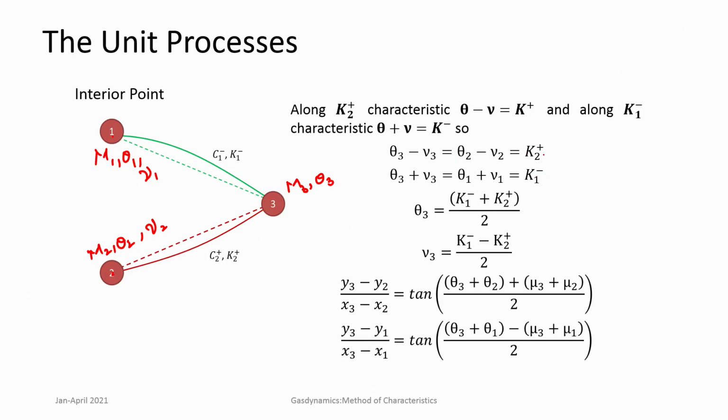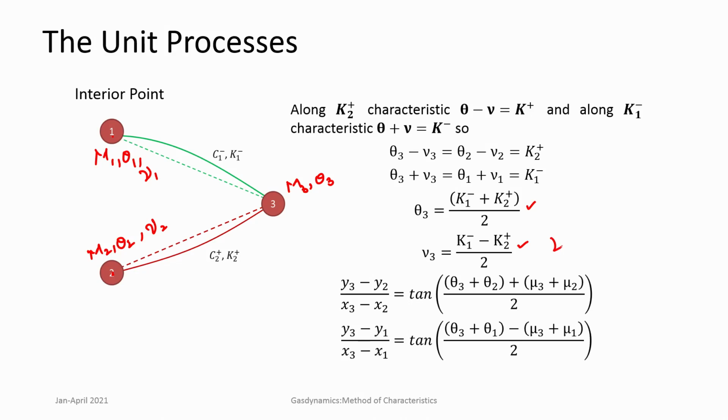The first equation is for the C plus characteristic, which is theta 3 minus nu 3 is equal to theta 2 minus nu 2. So, use the corresponding equations. From here it is easy to calculate theta 3, it is just K1 minus plus K2 plus, divided by 2, which can be evaluated since we already know the values at points 1 and 2, and nu 3 is K1 minus minus K2 plus, divided by 2. So, we can solve for theta 3 and nu 3.